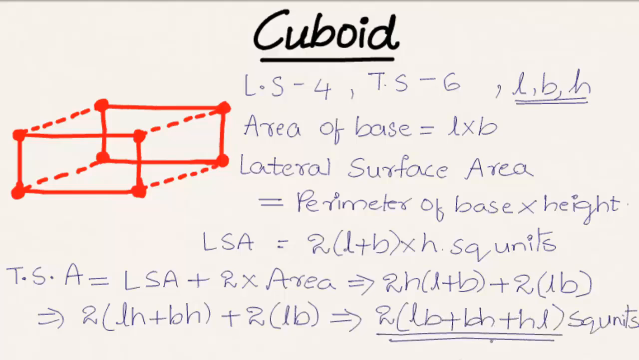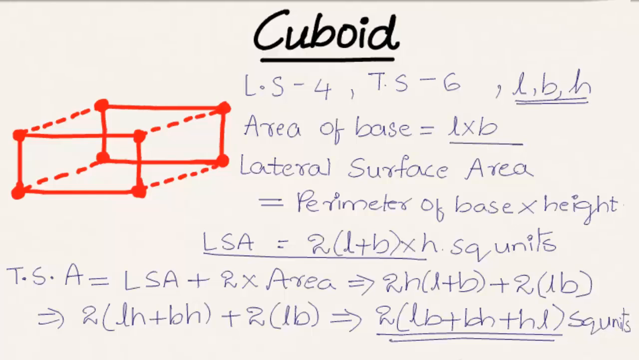So the total surface area of a cuboid is equal to 2 times of LB plus BH plus HL square units. Whereas the lateral surface area of a cuboid is given by the formula 2 times of L plus B into the height h square units, and the area of the base is given by the formula length into breadth.